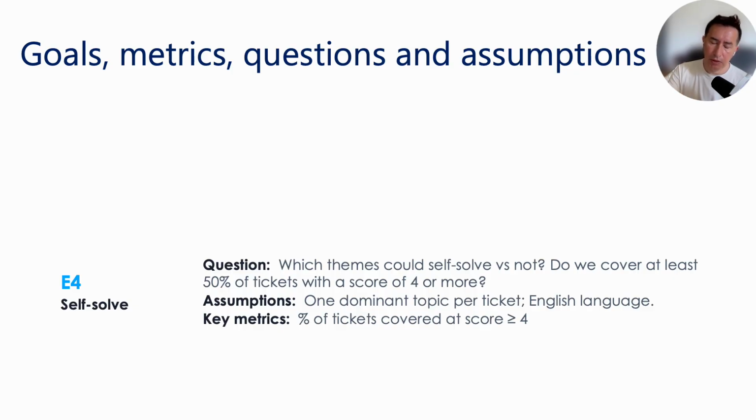And then when the ticket is covered, it's in scope of the problem we think we can self-solve, how often is our solution correct? And the assumption is that, once again, maybe they can be on the language. We can also assume that maybe there is one clear dominant topic per ticket with not much fuzziness, right? And our key metric can be percentage of tickets that are covered and get a score of 4 or more in terms of the quality of the resolution.